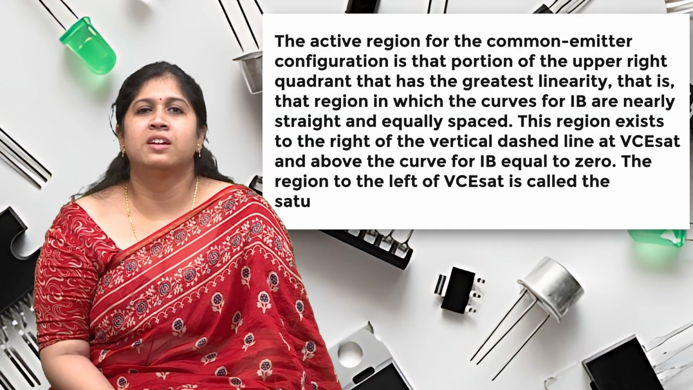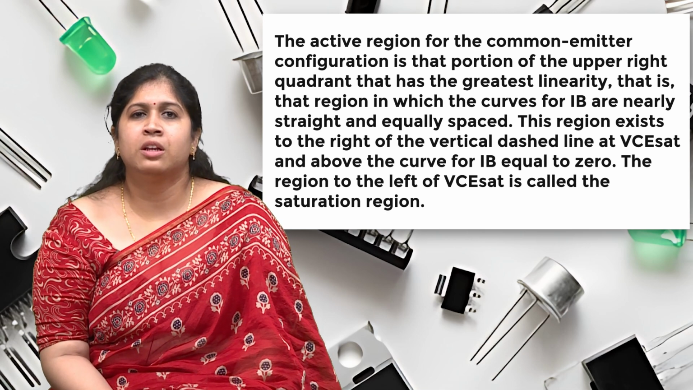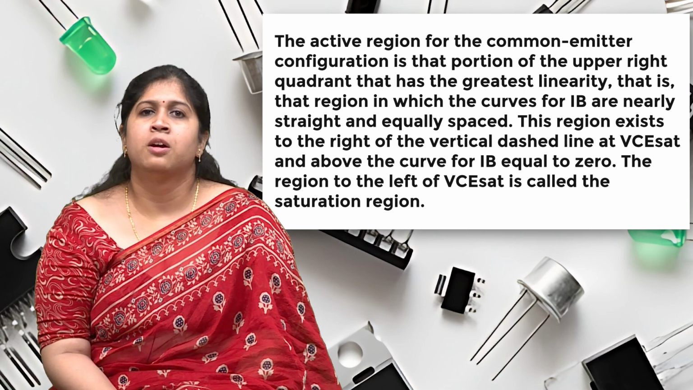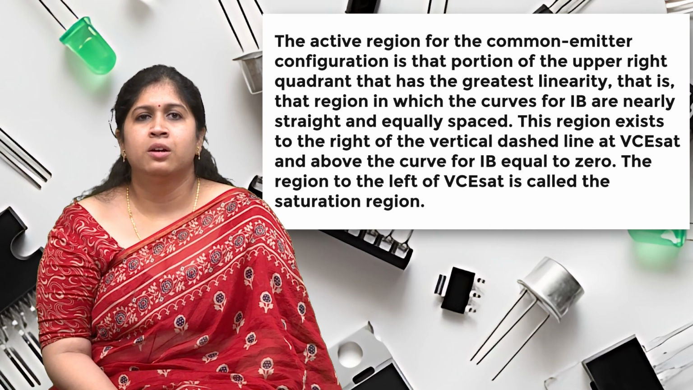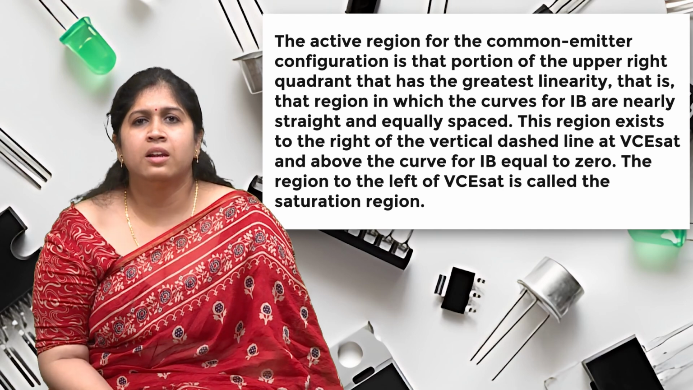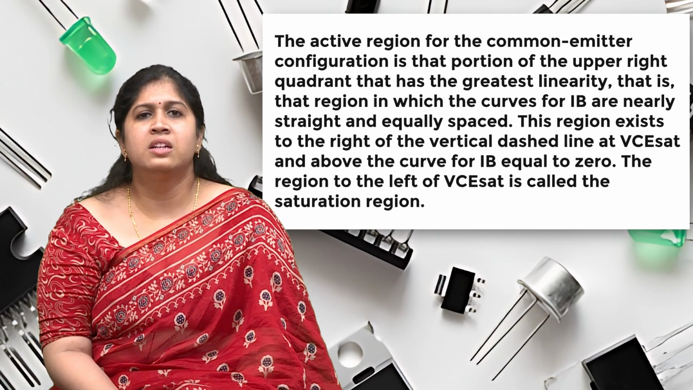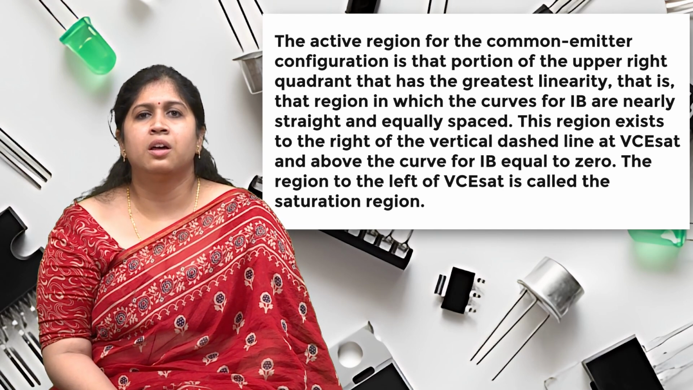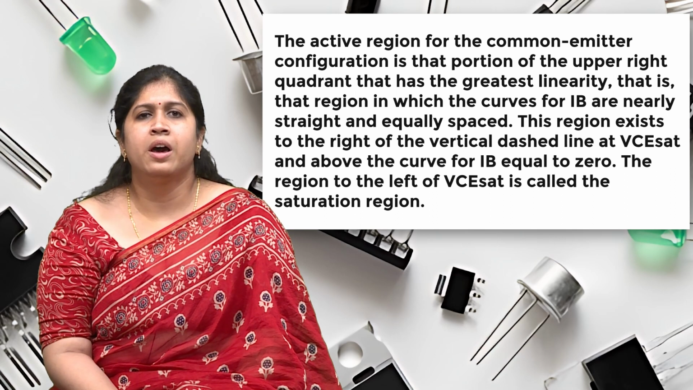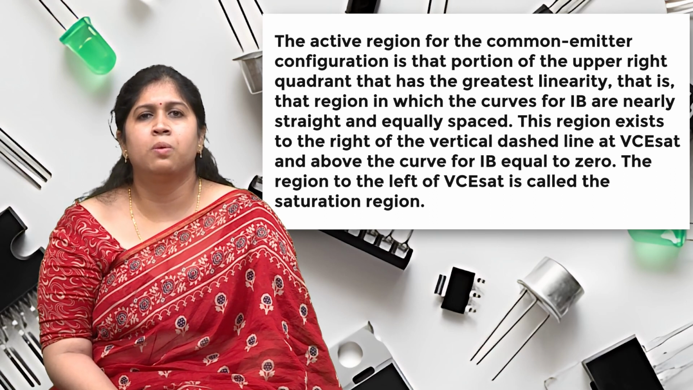The active region for the common emitter configuration is that portion of the upper right quadrant that has the greatest linearity, that is, the region in which the curves for IB are nearly straight and equally spaced.